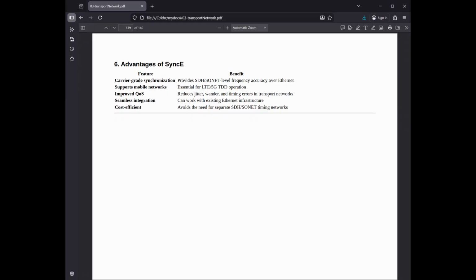Summary of advantages. Aspect. SyncE benefit. Carrier-grade reliability of SONET with the speed of Ethernet. Mobile support prevents cell-to-cell interference in 5G TDD. QoS eliminates data slips and buffer errors. Integration bridges the gap between legacy TDM and modern PTP. Cost eliminates redundant timing hardware and GPS receivers.